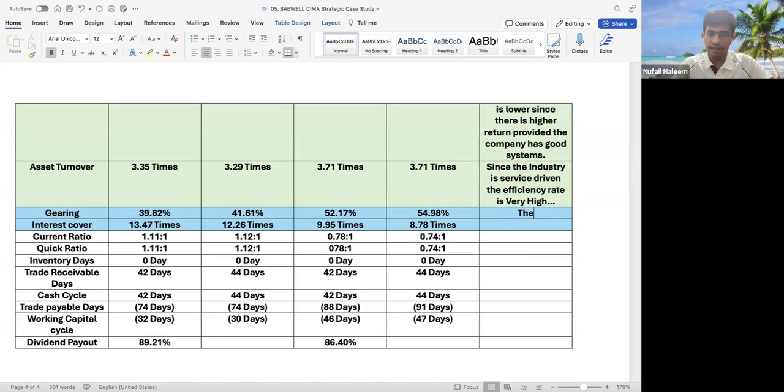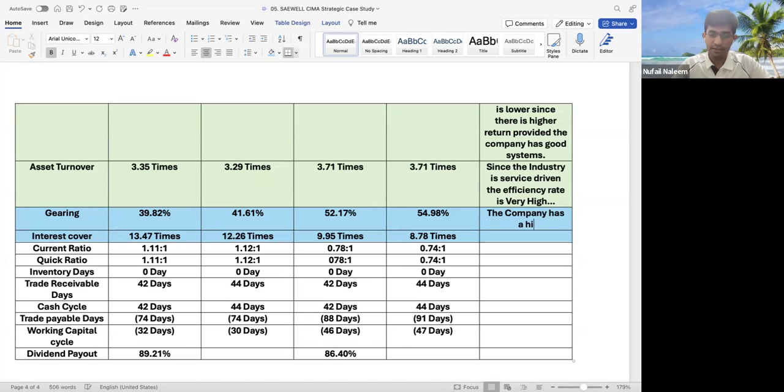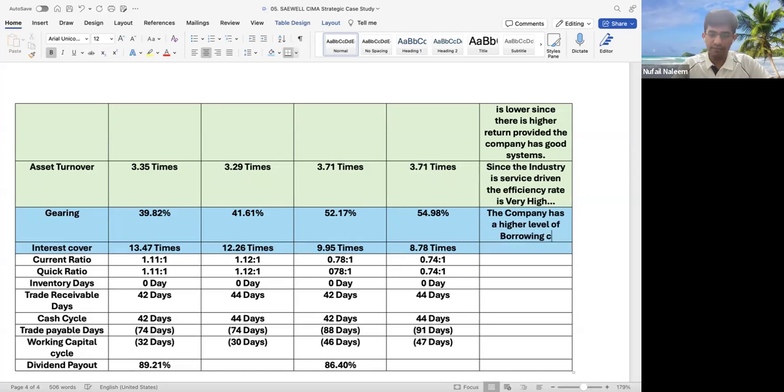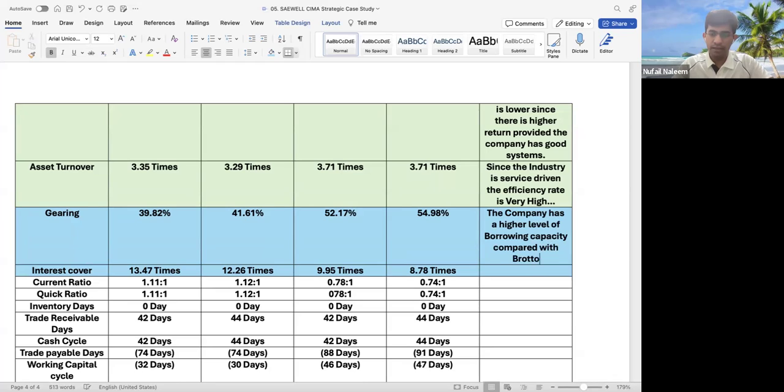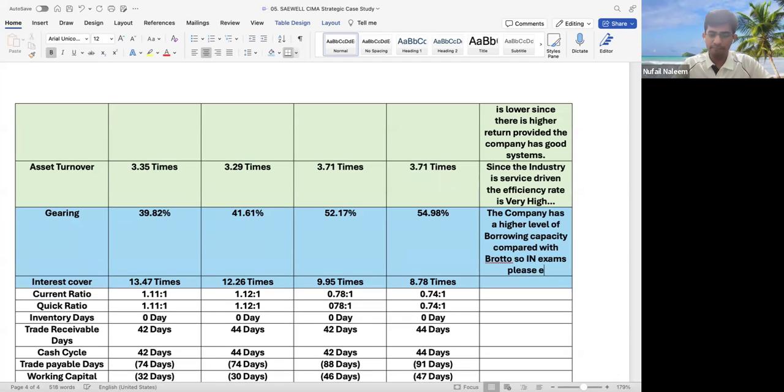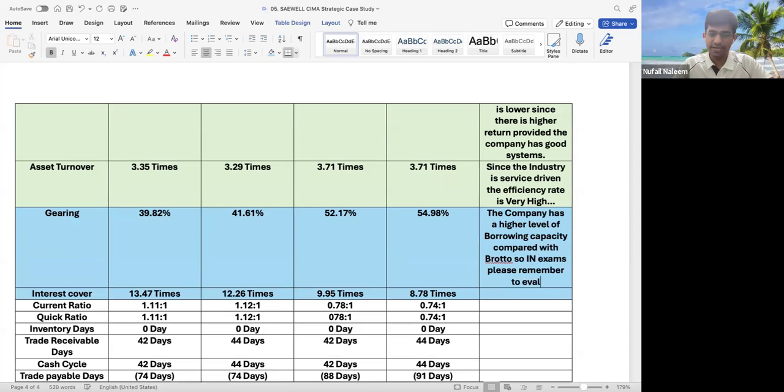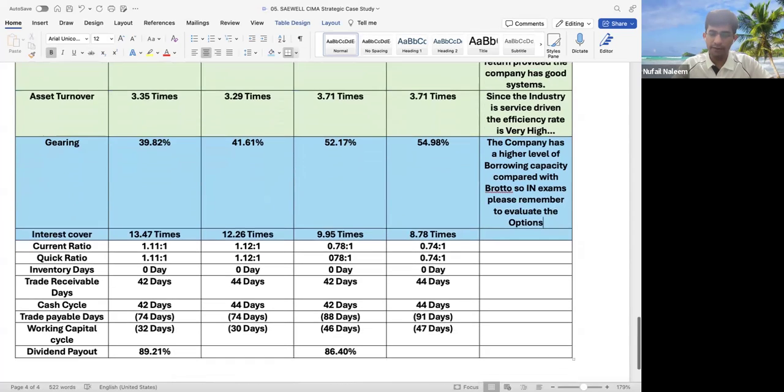So I'll write down here, the company has a higher level of borrowing capacity compared with Brutto. So in exams, please remember to evaluate the options, that is debt and equity options, because that is important.